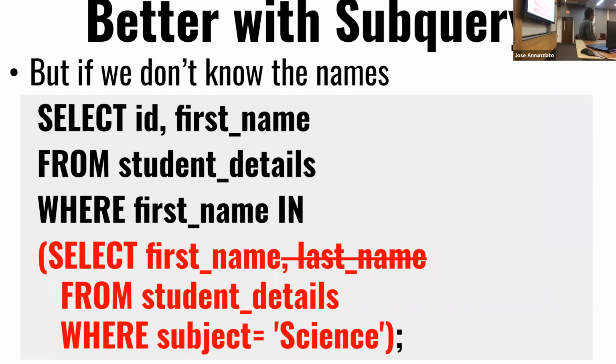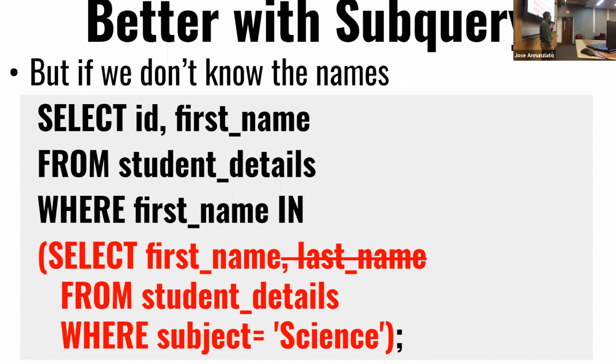So I established that query, and my formal query is that only students that are in the science, right? And that gives me my list of students. So I would say, select first name from student details where the subject is science. And that gives me the list of the students, yes?